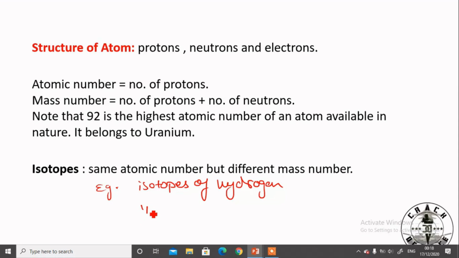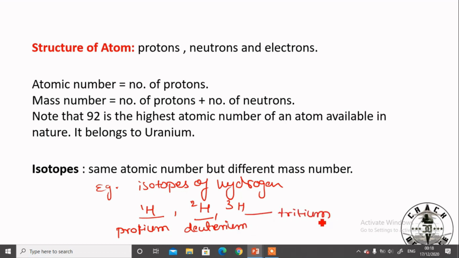So there are 1H, 2H, 3H. That is, this one is protium, this one is known as deuterium, and the third one is known as tritium. So protium and deuterium are more stable than the third one.